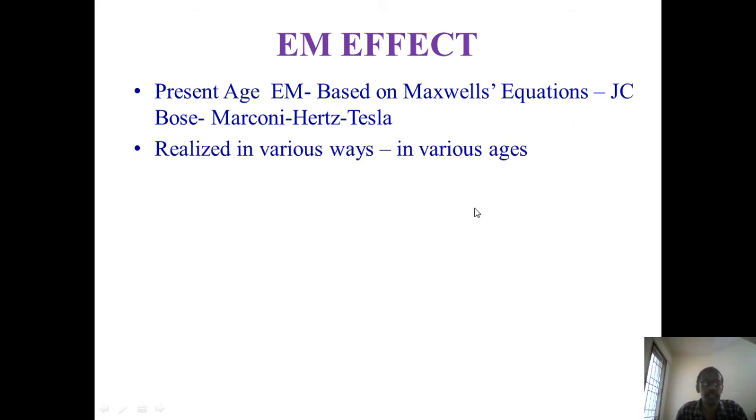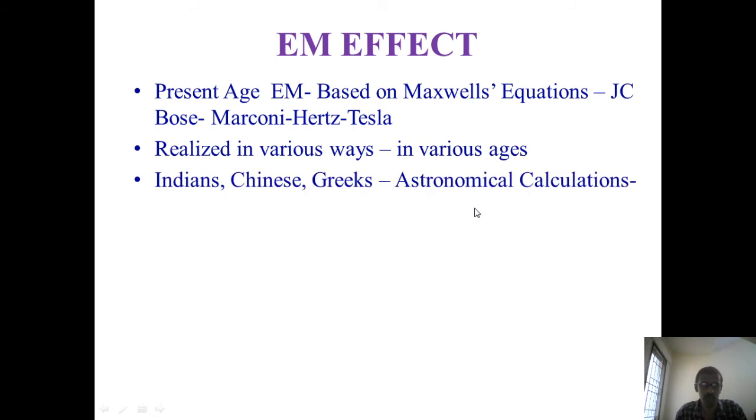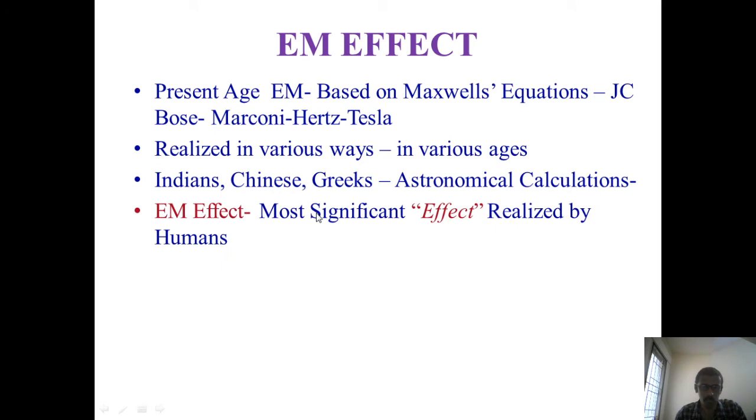But it has been realized in various ways in various ages. You need to know this. The Indians, the Chinese, the Greeks, we all have done big, big astronomical calculations stated in our ancient texts. Unfortunately, we are not able to tap them and understand their full depth. It is the most significant effect ever realized by humans.